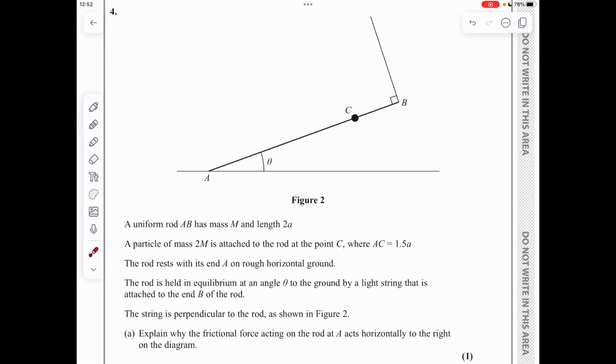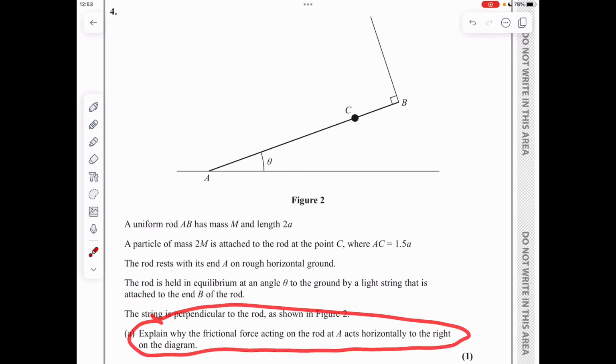In question 4, we've got a uniform rod AB having a mass of capital M and a length of 2a. We've got a particle of mass 2m attached at point C with AC being 1.5a. We've got the rod resting at A on rough horizontal ground, and it's held in equilibrium at an angle theta by a light string, and the string is perpendicular to the rod. We need to explain why the frictional force is acting horizontally to the right.